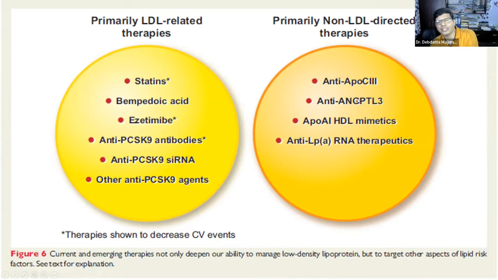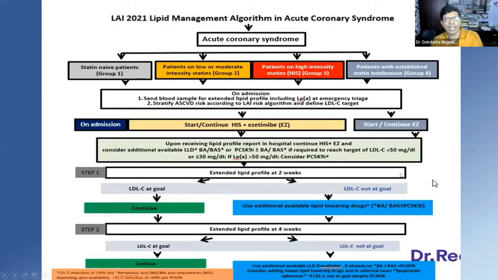ApoC3, anti-angiopoietin-like proteins type 3, type 4, type 5, or those things. We'll try to cover as much as possible, and certainly a few lines on anti-LPA RNA therapeutics. As we all know, I should spend a few lines on these evolving RNA therapeutic agents. That is the newer horizon as far as the advancement of dyslipidemia management is concerned. So I thought I would also spend a few minutes on this one.